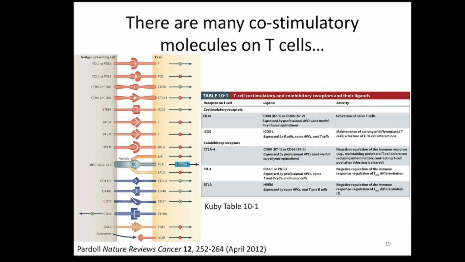So here's CD28 on my T cell. Here's CTLA-4. Here's PD-1. And if you look at this image over here on the left, it's also said in words. If we look at CD28 and we look at PD-1 and CTLA-4, what do we notice is different between them here?